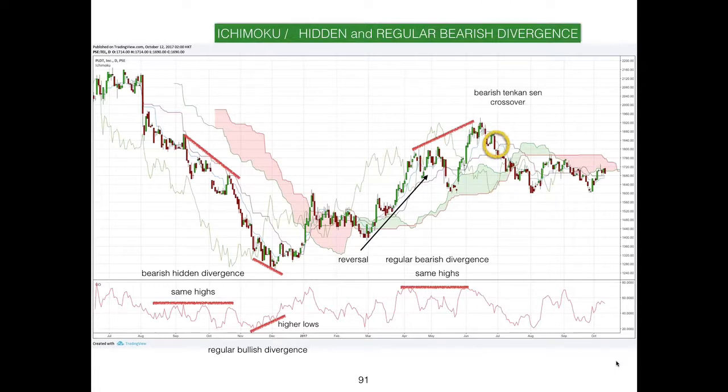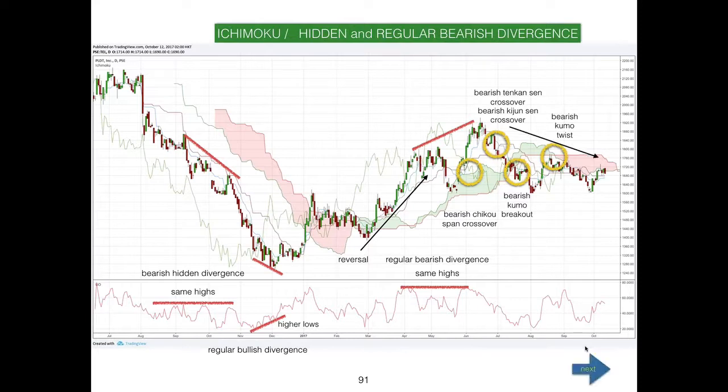And then there was a bearish Tenkan-sen crossover and a bearish Kijun-sen crossover. A bearish Chikou span crossover as well. Bearish Kumo twist and the bearish Kumo breakout. So that resulted in a downtrend.